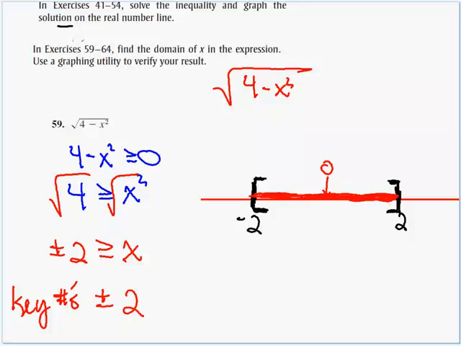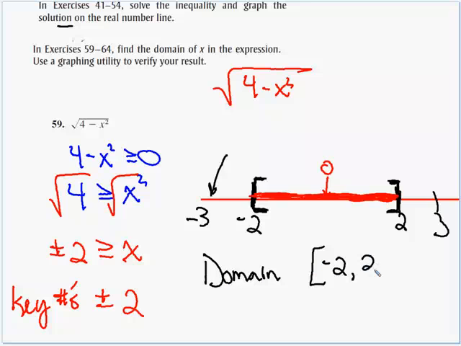If we do plug in an outlier point like a negative 3 or a positive 3, we'd get 4 minus 9, which would be a negative number, so those would be complex on the outside of that. So our domain is just negative 2 to 2. Again, anything outside of that, and we get a negative under the radical.